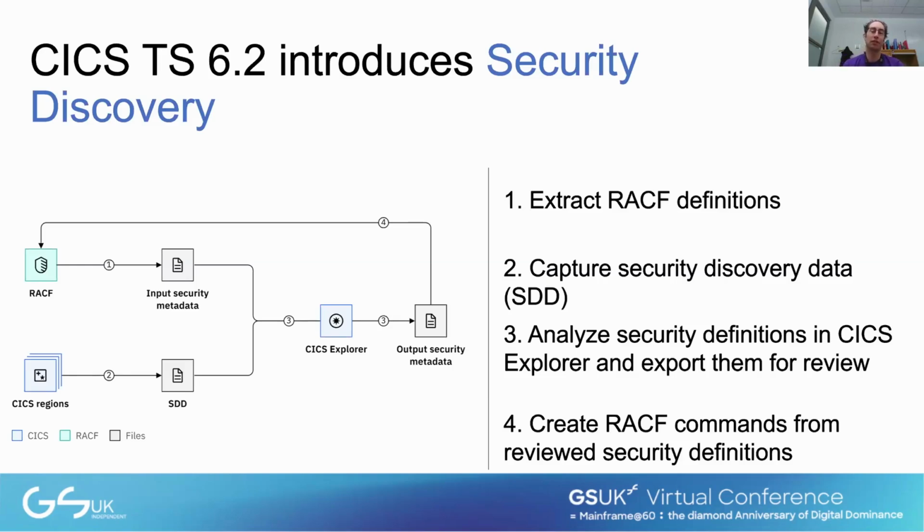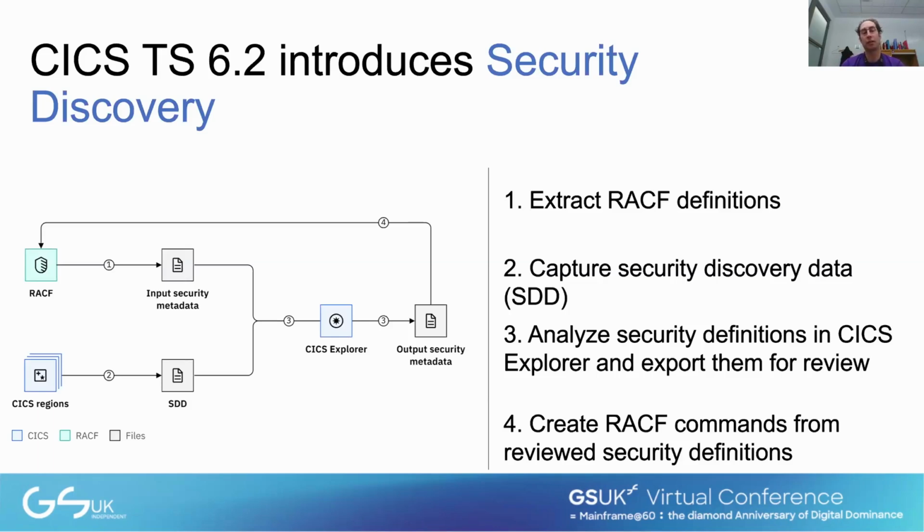So we extract the RACF definitions that you've currently got for CICS. So that's typically the CICS transaction class, and then all of the users and roles that are associated with that class. And that becomes our input security metadata file.